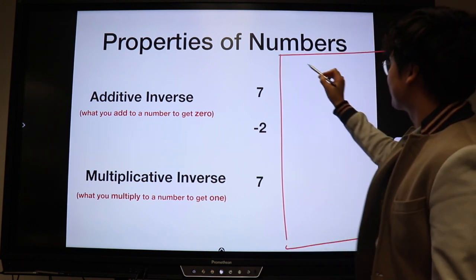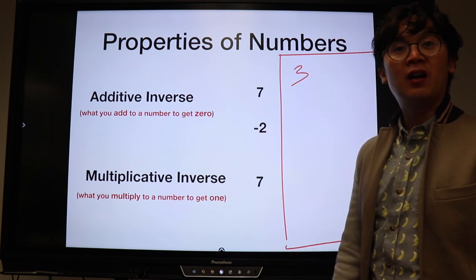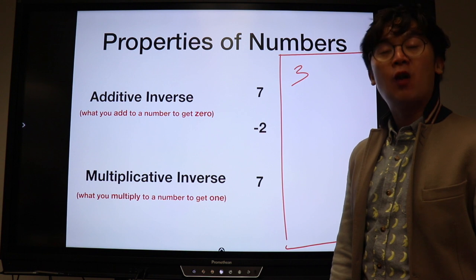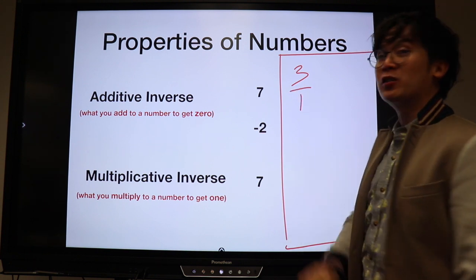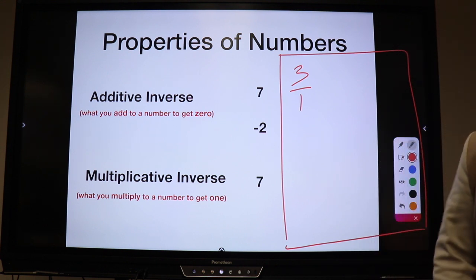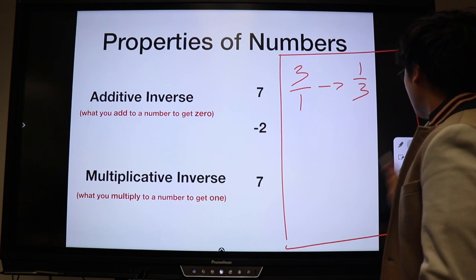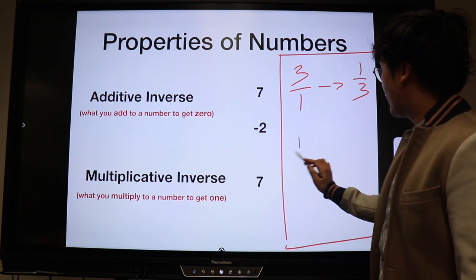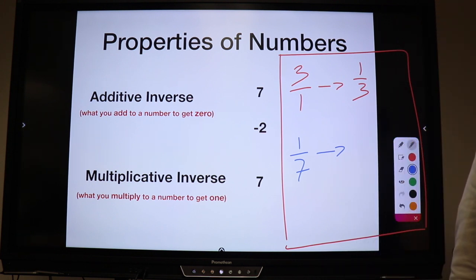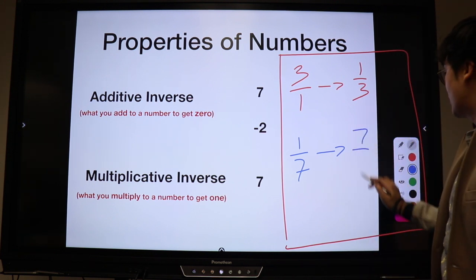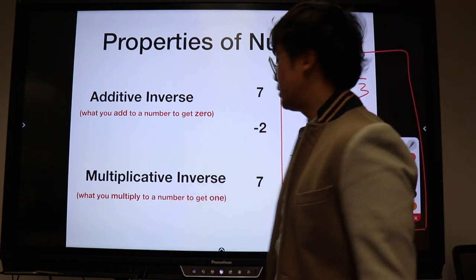Now, one more example. 3, what is the reciprocal of 3? 1/3. Why is it 1/3? Because all whole numbers have a denominator of 1. So the reciprocal of 3 over 1 is 1 over 3. So if I have 1 over 7, what is the reciprocal of 1 over 7? 7 over 1.